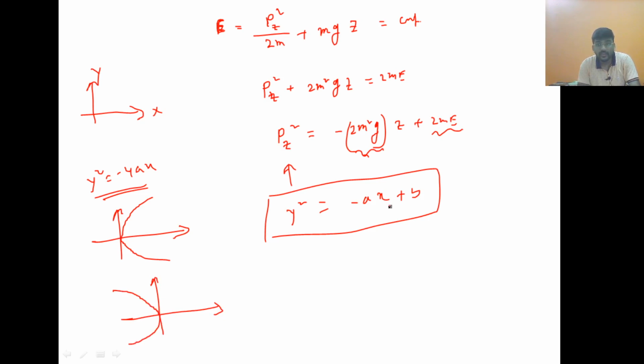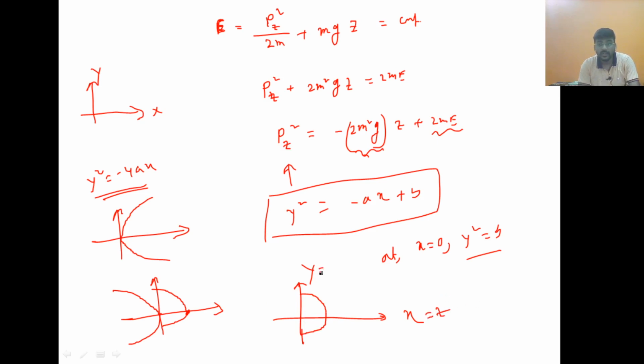But at x is equal to 0, you can see that y square is not 0. Y is not 0, y square is equal to b. So it will not pass through the origin, but pass through a certain point, that is b. So here the parabola will be like this. If we take this as y axis and this as x axis, the parabola only for the positive values of x will be like this, because negative values are not allowed here, because here x is equal to z and y is equal to pz.